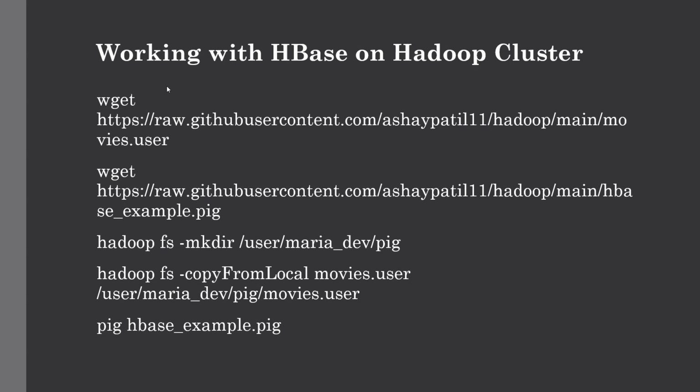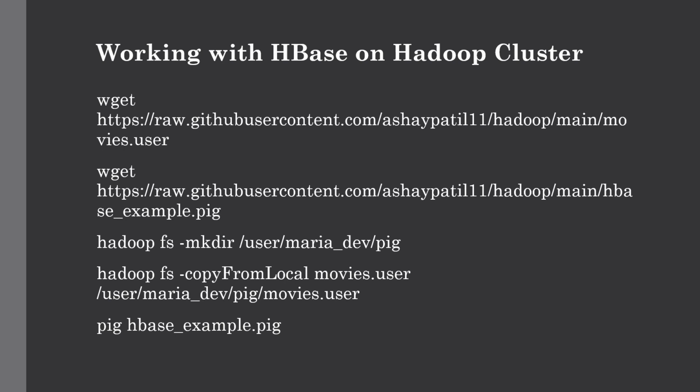So here are the commands which need to be executed for this particular lecture. You can see we need to get the movies.user file, which is our data file that we will be loading into our HBase table, and after that we will get the required script. I have already uploaded this content into a GitHub repository, so we'll get it using the wget command, create a directory in HDFS, copy the data file into that directory, and execute the Pig script through the command line itself.